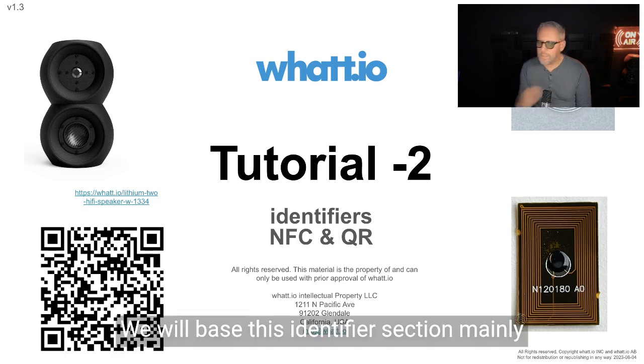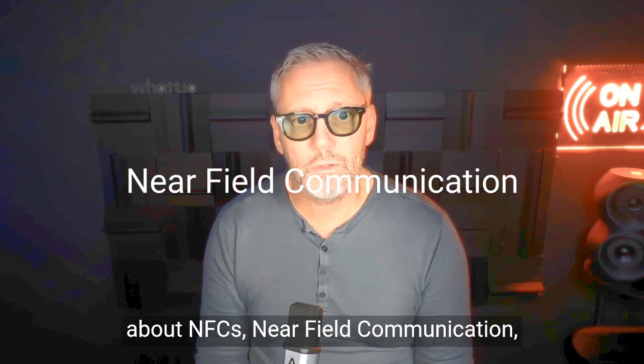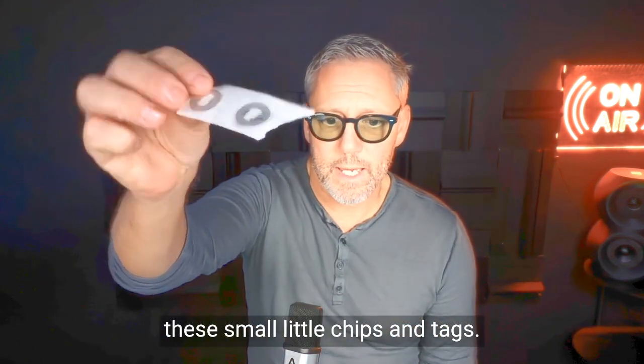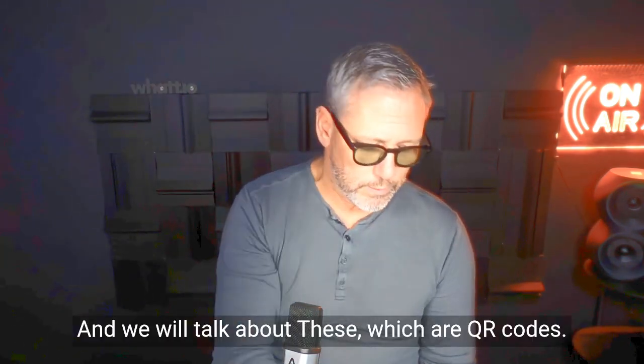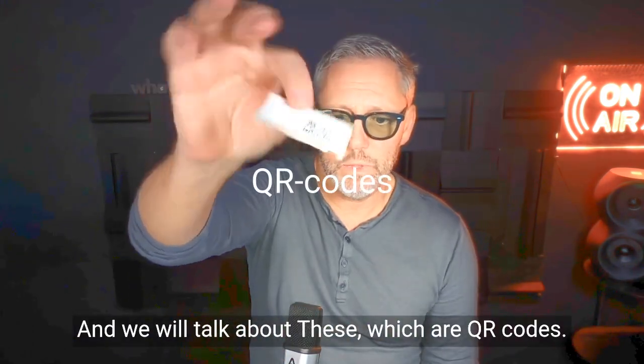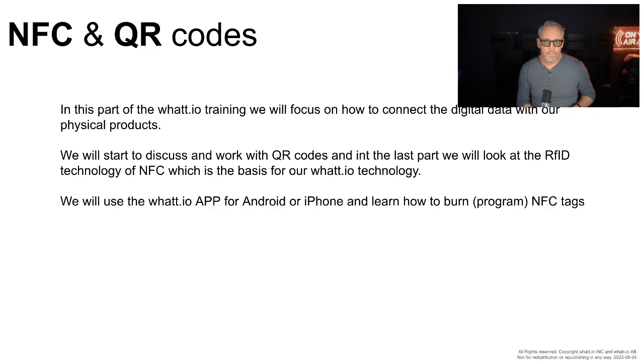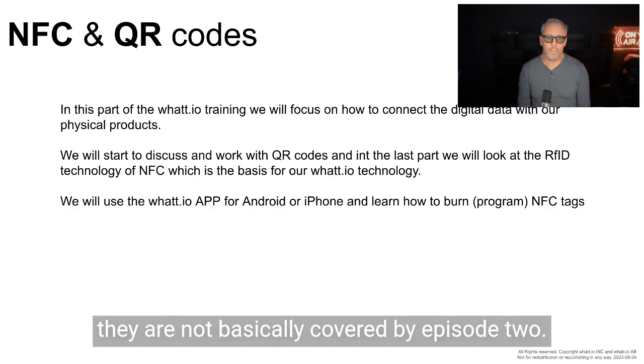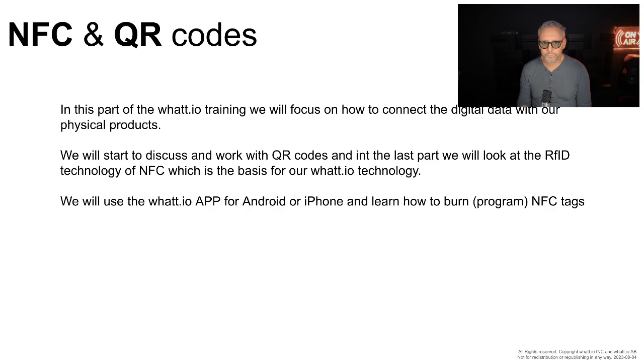We will base this identifier section mainly on NFCs, near field communication, these small little chips and tags. And we will talk about these, which are QR codes. That's the main topic. There are other ways to identify products, but they are not covered by episode 2.